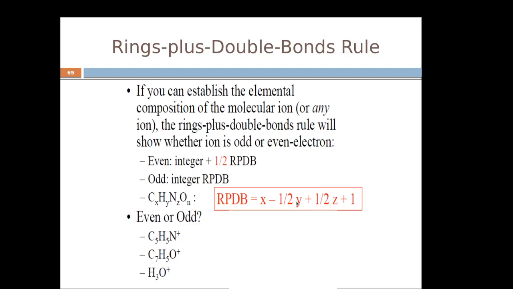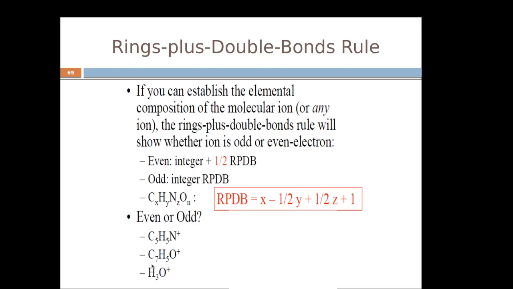Okay, then you can get 5 minus 5/2 plus 1/2 plus 1. Here, 5/2 is 2.5 and 1/2 is 0.5. 2.5 plus 0.5 is 3, plus you have got a 5 here. 5 minus 3 is 2. 2 plus 1 is 3. So it's an integer value. Then this molecular ion species is an odd electron molecular ion.